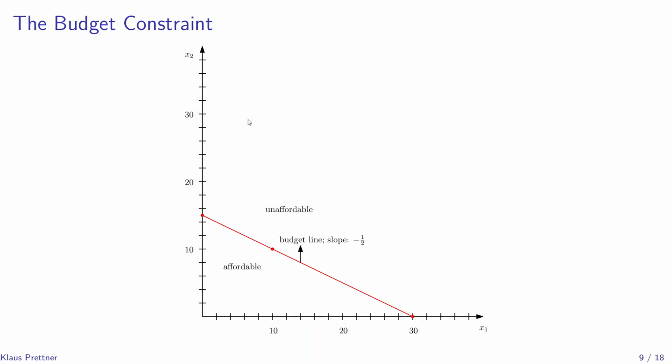The points to the right of the line, so further away from the origin, are not affordable with the given budget of the consumer. And the slope of the budget line here is -1/2, because we can sacrifice 2 apples in order to be able to buy 1 more banana. So we have -1/2 as the slope of this budget line.